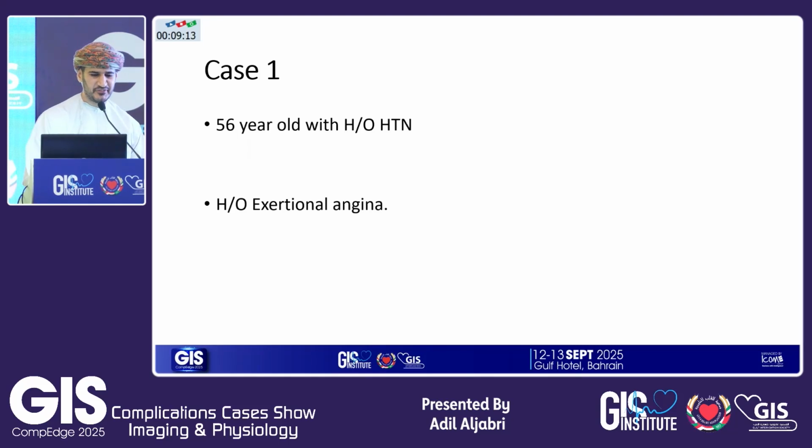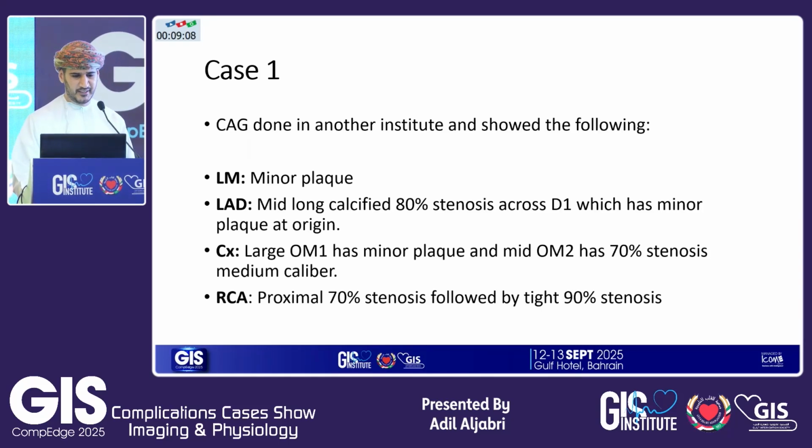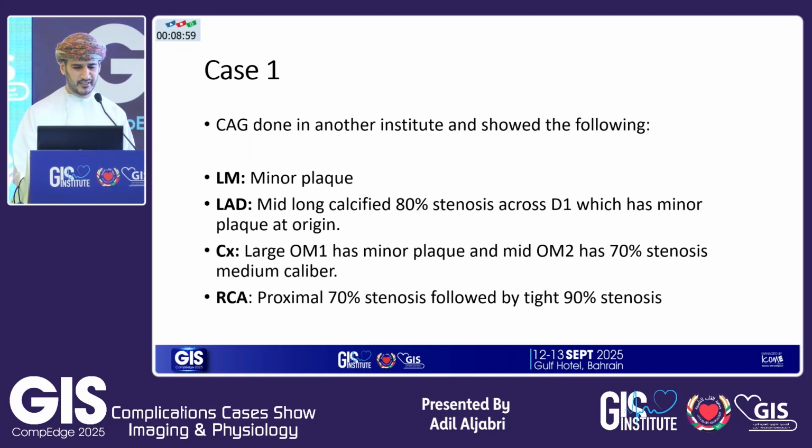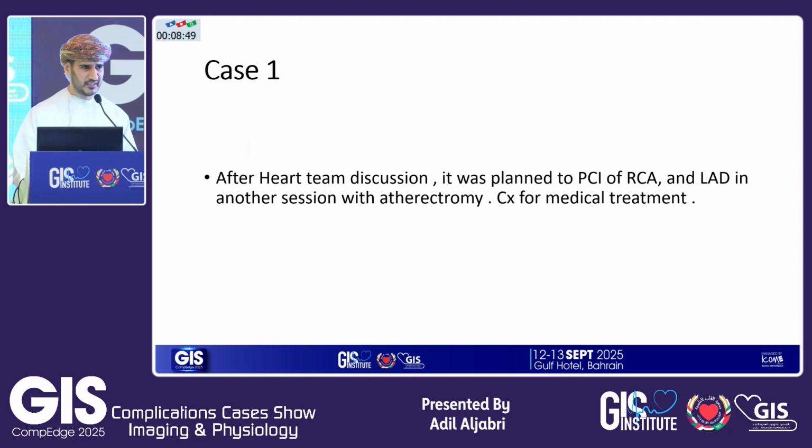First case, this is a 56-year-old gentleman with history of hypertension who presented with exertional angina. He had CAG in another institute which showed minor disease in the left main, heavily calcified tight stenosis in the proximal LAD, large OM, and OM2 medium caliber with 70% proximal stenosis. He was discussed in the heart team meeting, and the patient himself declined CABG. So it was planned to do PCI of the RCA and LAD in another session.